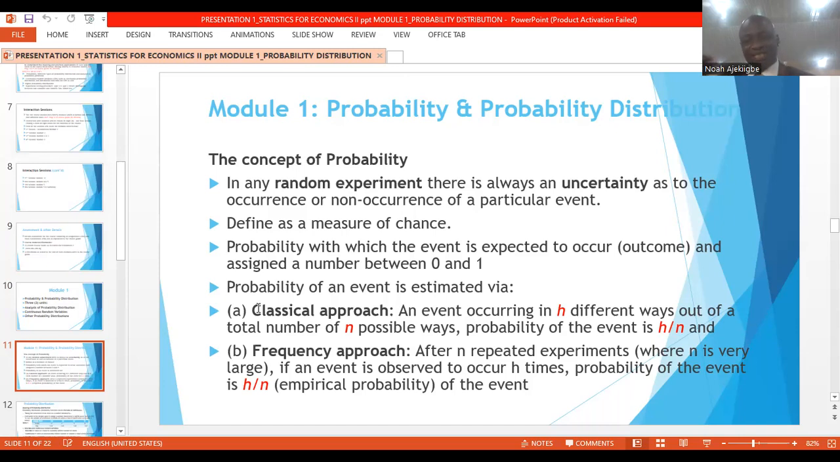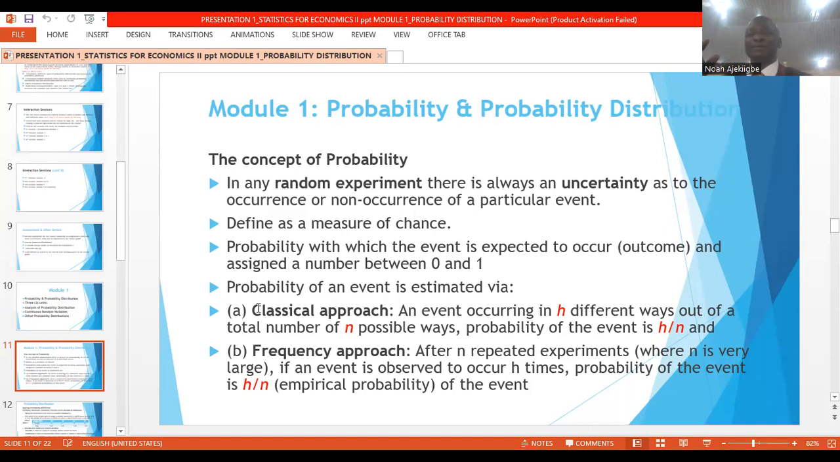Now, in estimating the probability that an event will occur, we can go through the classical approach or the frequency approach. Of course, the 2 approaches yield the same results. In the classical approach, you say if an event occurs in H different ways out of a total number of n possible ways, then the probability of the event is H over n. So the total number of different ways that the event will occur is H, and the total number of possible ways that it can occur is n.